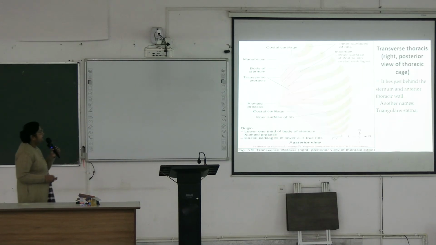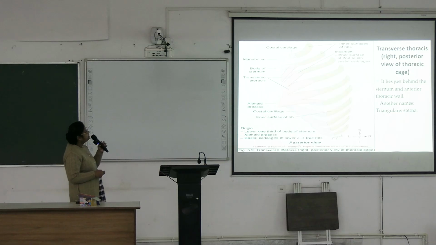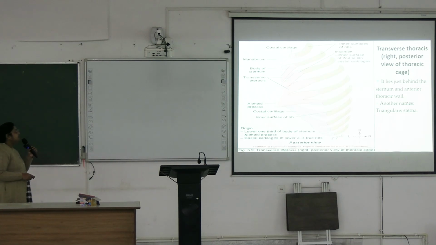Next, we are going to discuss transversus thoracis. On the right side, it has been shown. These are the transversus thoracis. It lies just behind the sternum and the anterior thoracic wall. Another name is triangularis sterni. It almost forms a triangle. Origin is from the sternum, insertion into the ribs.